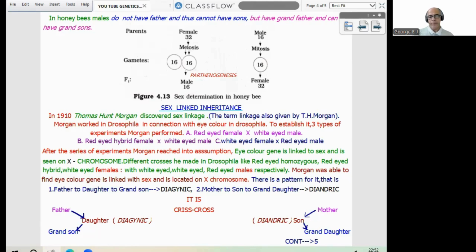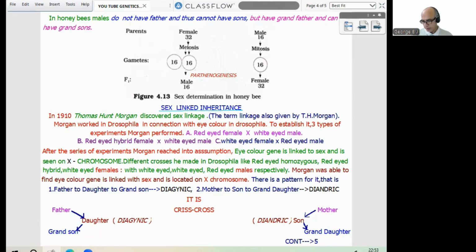After a series of experiments, Morgan reached a conclusion. The eye color gene is linked to sex and is seen on the X chromosome. Different crosses he made in Drosophila: red-eyed homozygous, red-eyed hybrid, white-eyed female crossed with the white-eyed male, red-eyed male, respectively. And Morgan was able to find the eye color gene is linked with sex and is located on the X chromosome. There is a pattern for it.